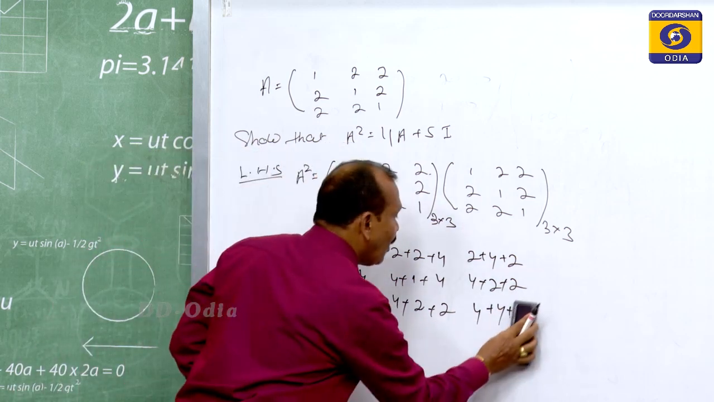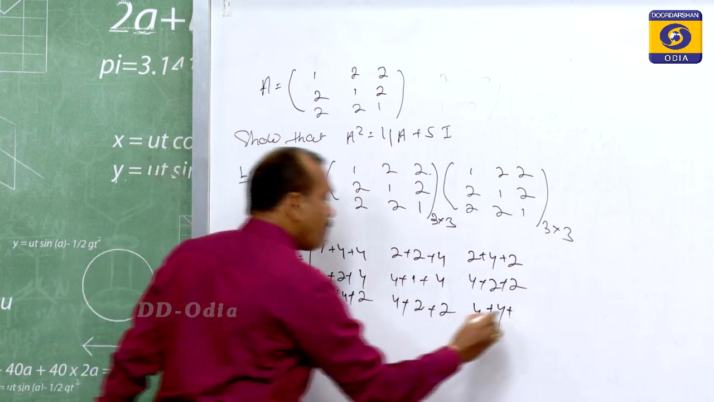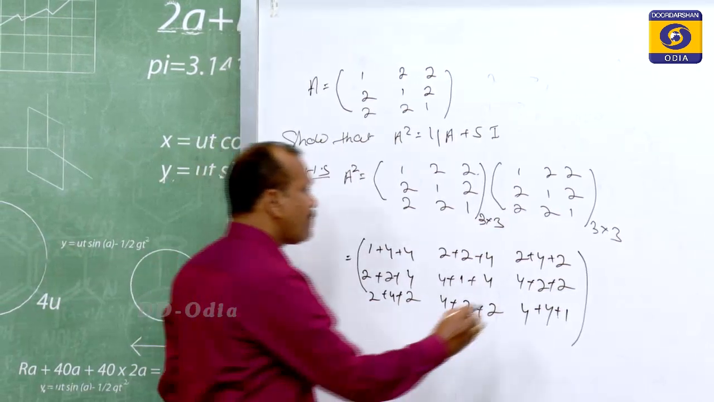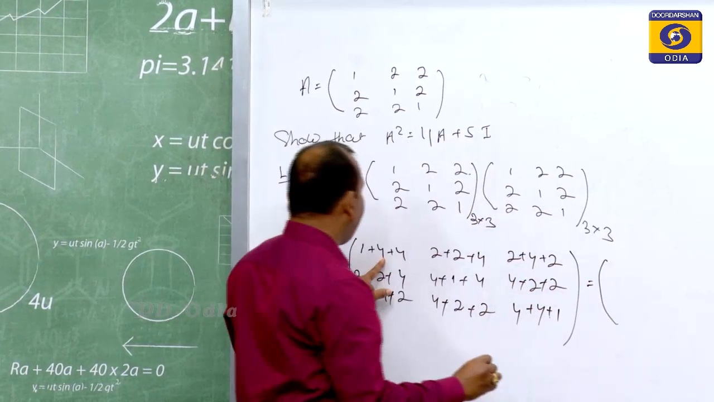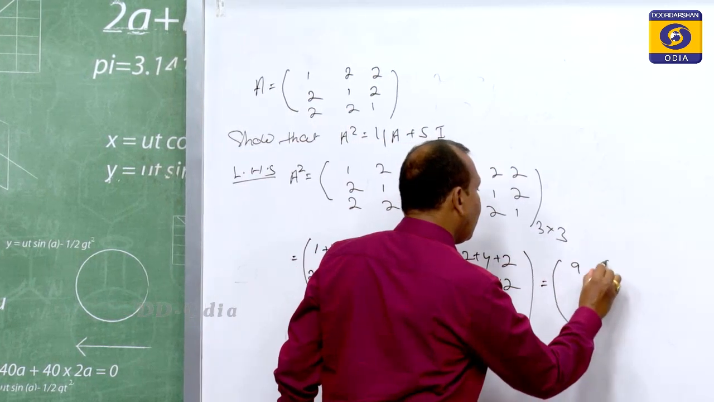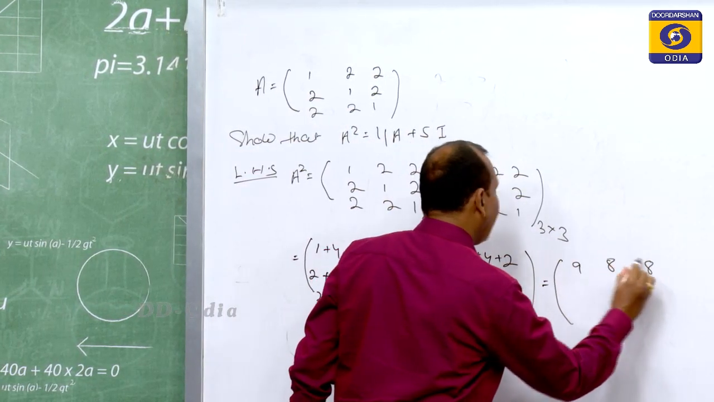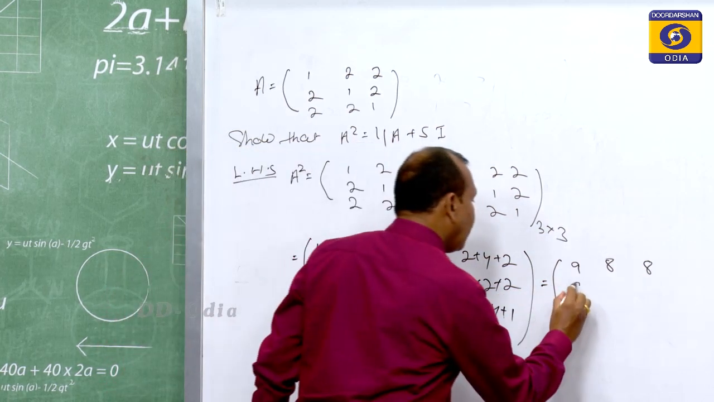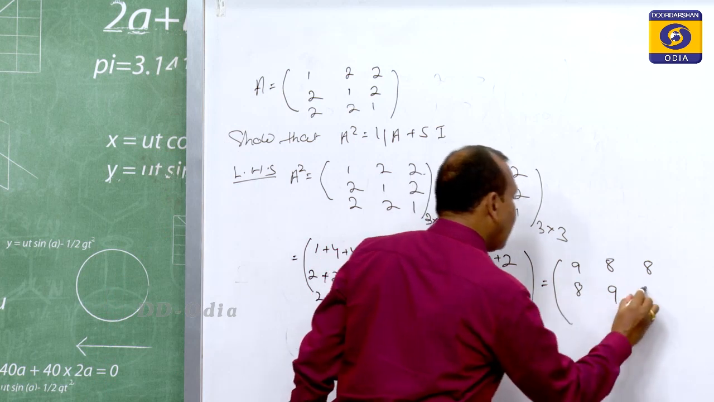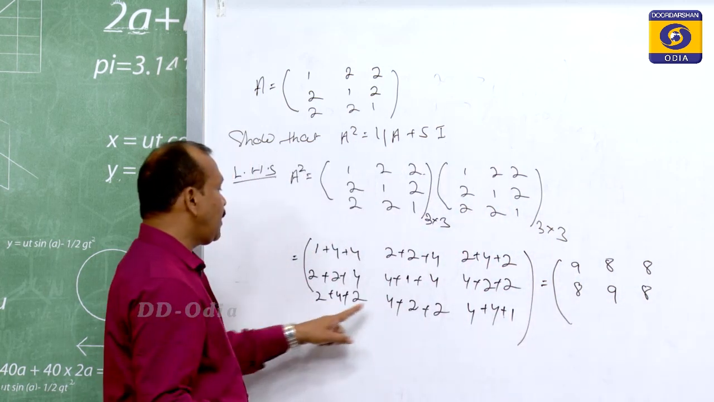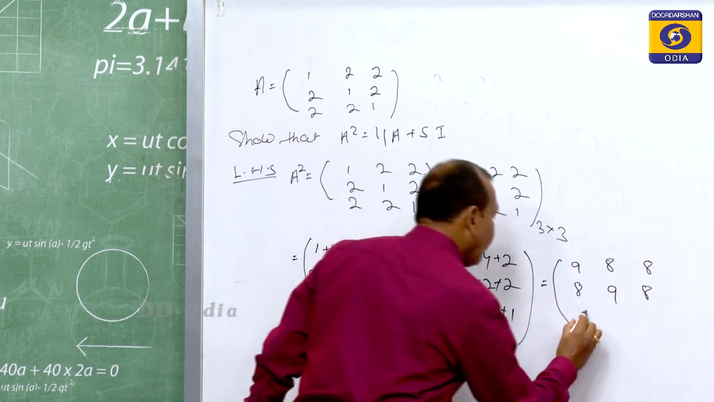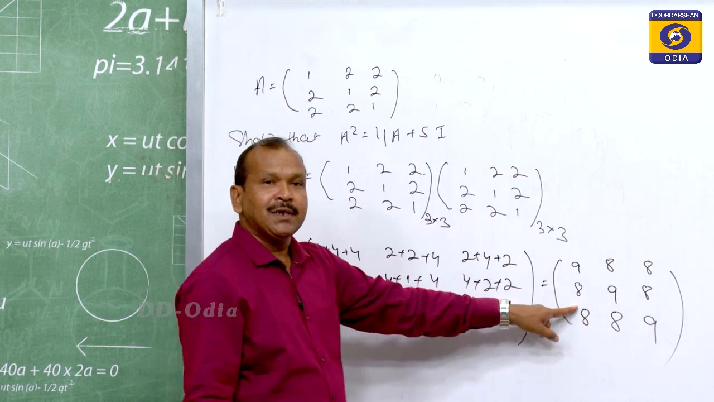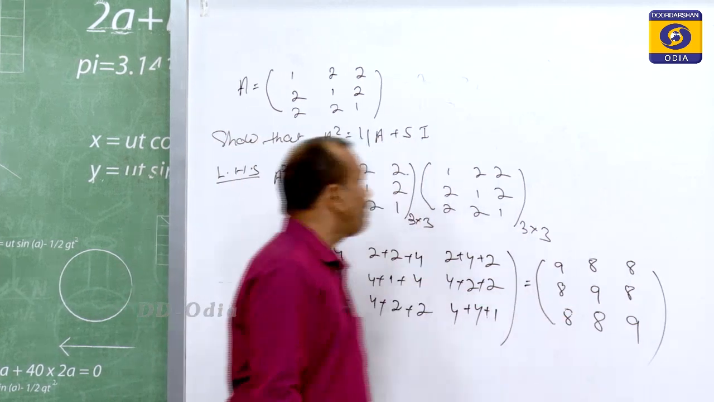1 plus 1 is equal to 1 into 1 is equal to 1. So that becomes 9 8 8, 8 9 8, 8 8 9. This is a square matrix having order 3 cross 3.